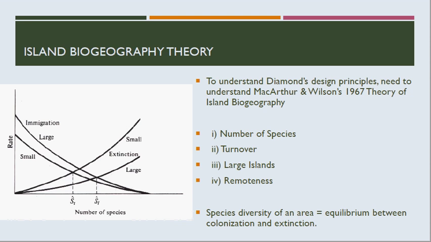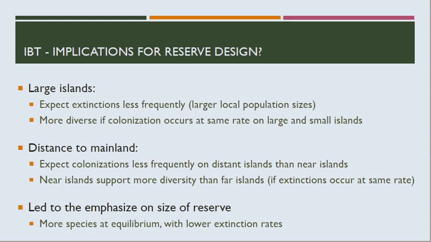So, island biogeography theory, or IBT, states that large islands are better because extinctions are less frequent, mainly because for any one species on a large island, it would have a larger population size than on a small island. So if you have a larger population size, more individuals of that species, then they're less likely to go extinct. So large islands also would tend to be more diverse, okay, because they would tend to have a greater number of species, and those species would resist extinction more.